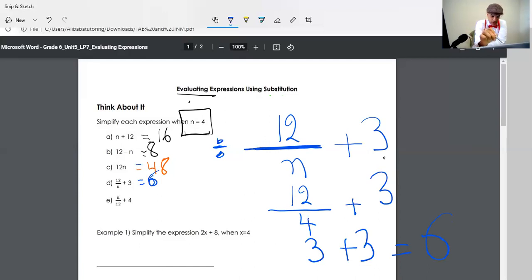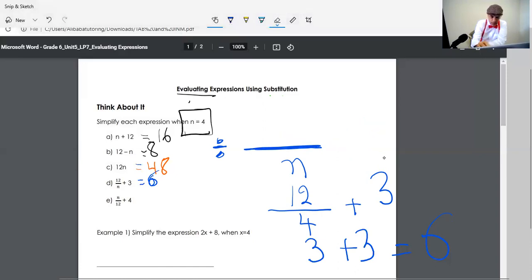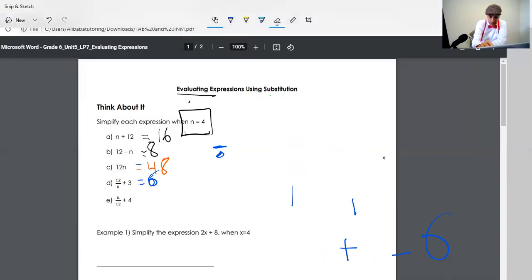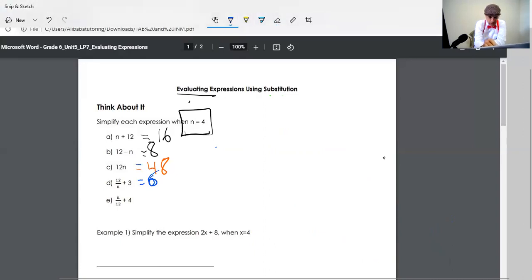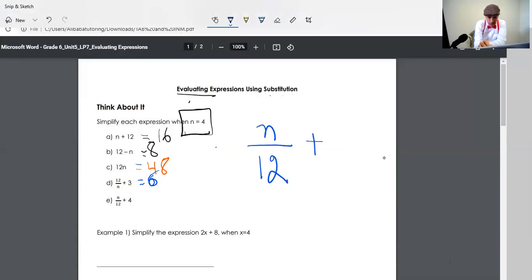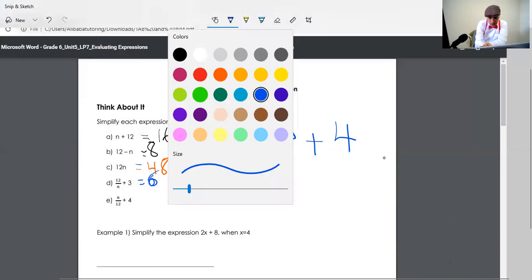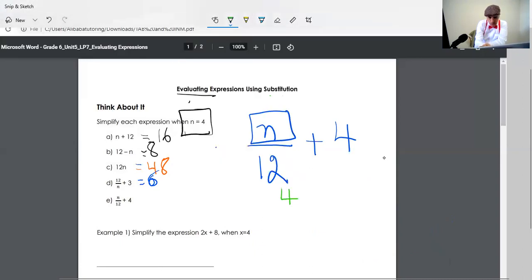All right, so let's look at the next one. Next one, just the same, except this time the n is on the numerator. The n is on the top. So we have n on top, division 12, plus 4. Okay, so instead of n, we put the value. In this case, it's 4. So it is 4 over 12, plus 4.